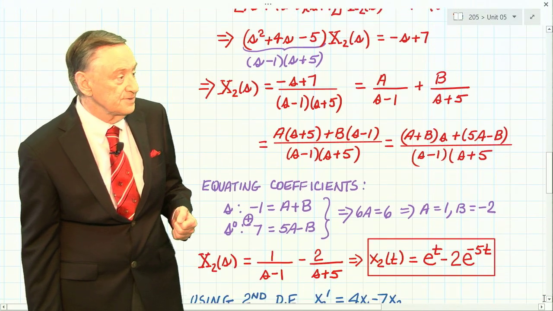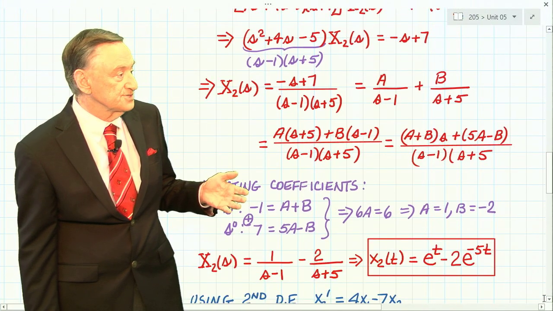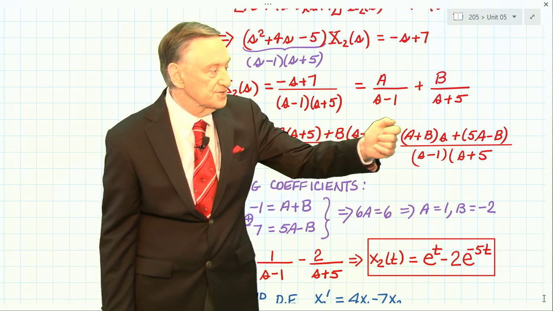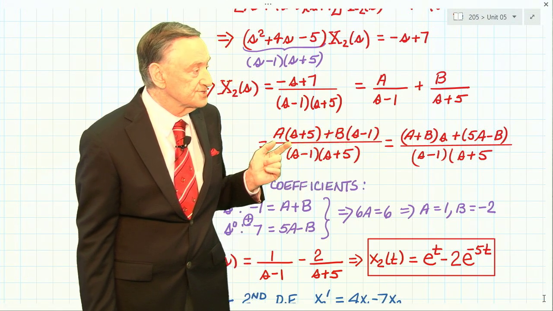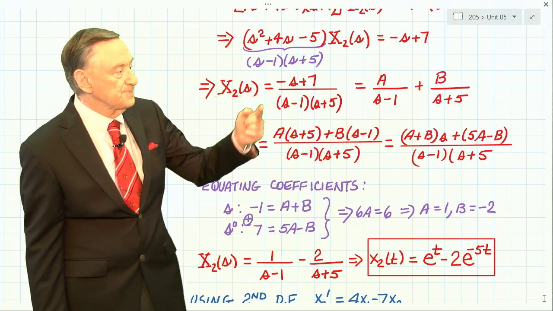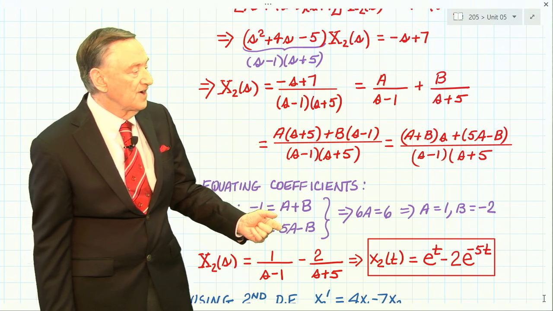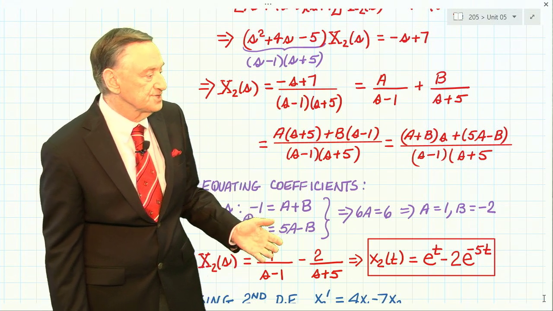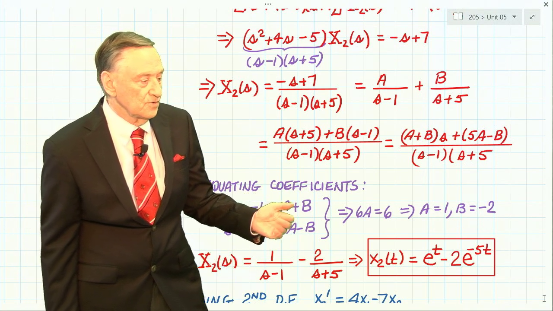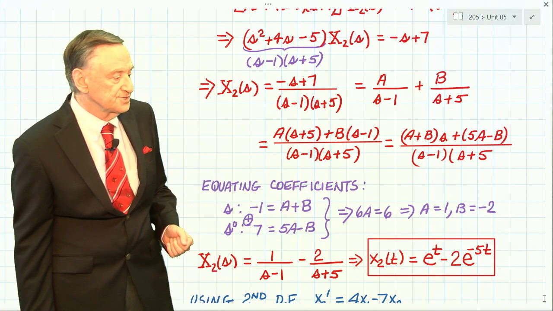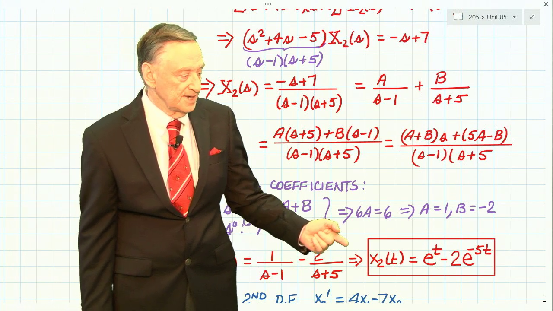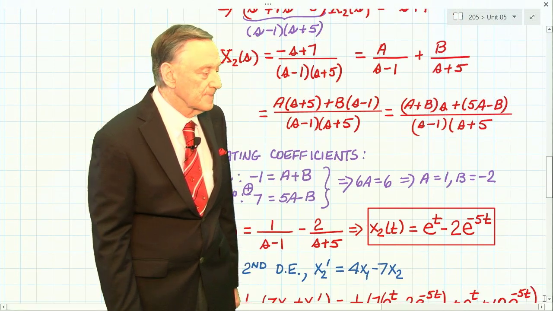Now you could use Heaviside, or you could equate coefficients as we're doing here. Notice we have an As plus a Bs, so A plus B times s, for a constant 5A minus B. So we have A plus B is equal to minus 1, 5A minus B is equal to 7. Solve those two, and we get A is equal to 1, B is equal to minus 2. And we take the inverse Laplace transform and get x sub 2 of t.